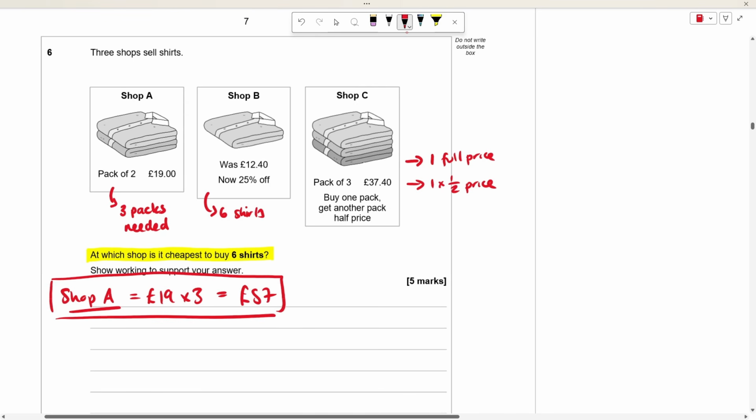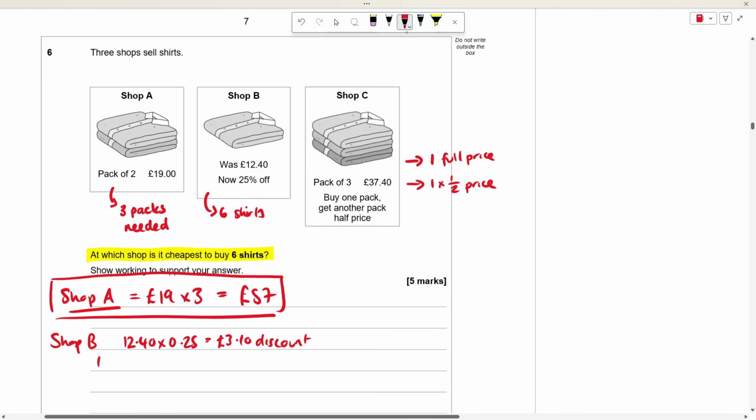Then we look at shop B. Now for shop B, we need to find the price of 1 shirt first. So first we need to take off 25%. To take off 25%, we're working out the cost of 75%. So that's going to be £12.40. Well, let's do it in a more common way of finding out how much discount we get. So that's £12.40 multiplied by 0.25, which gives us £3.10 discount.